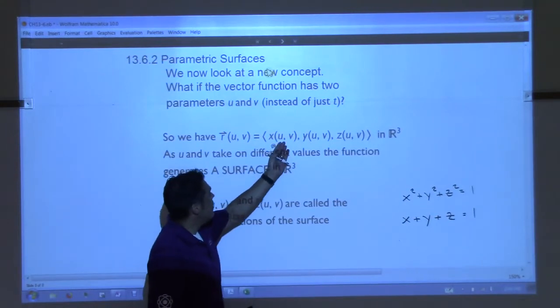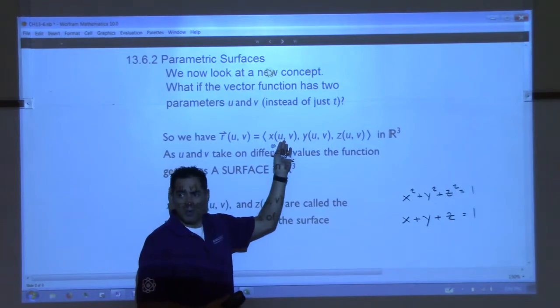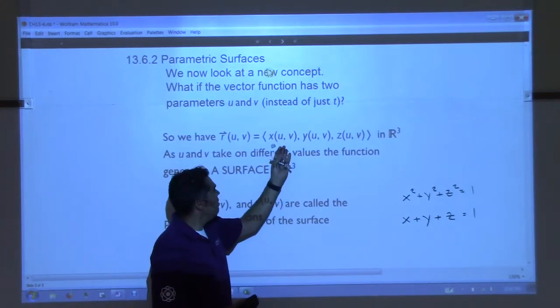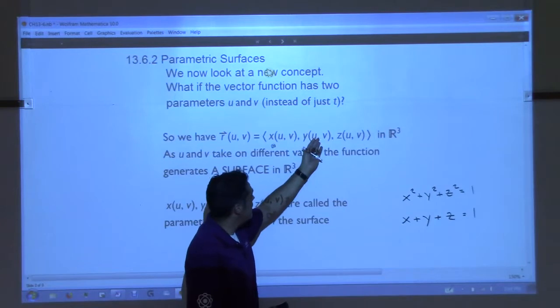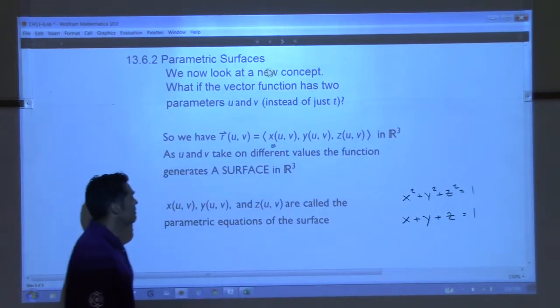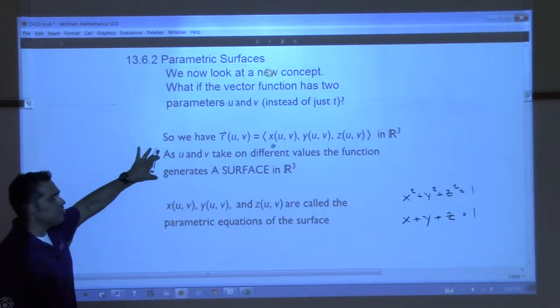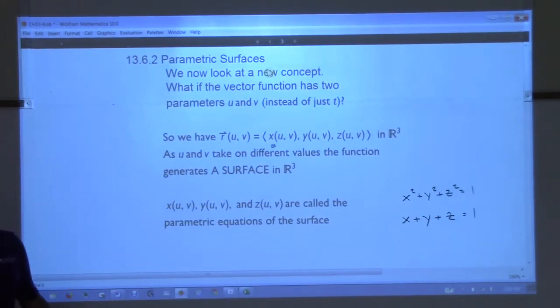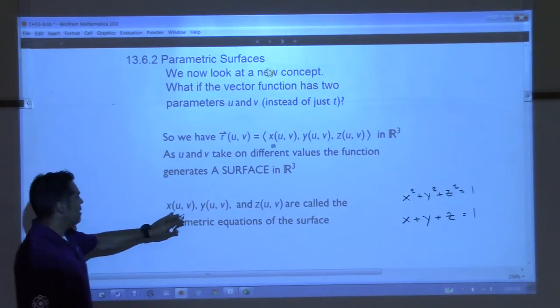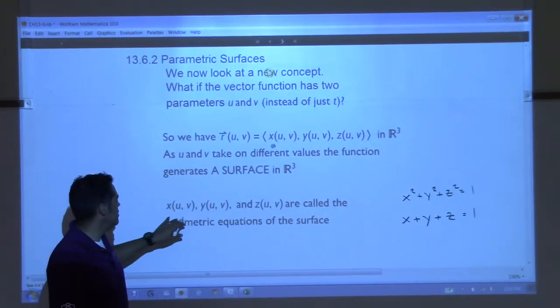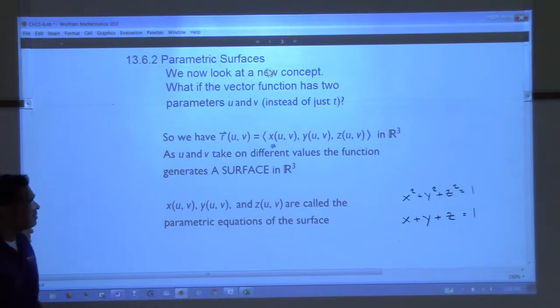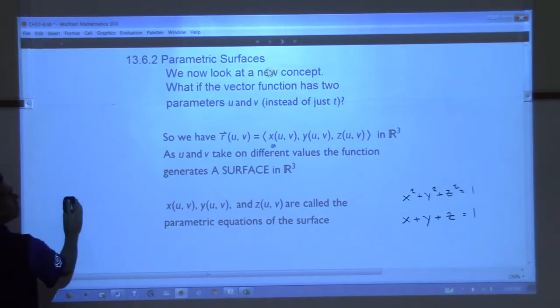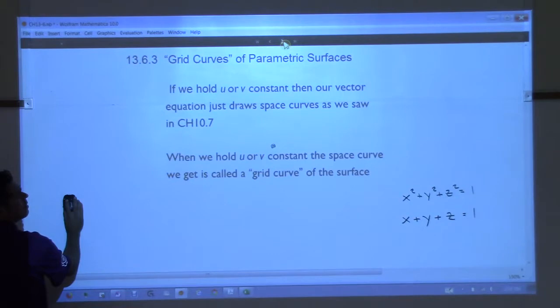Now, each component of the vector that gets spit out is some function of the two things that we're plugging in. So this will be a function of two variables, this will be a function of two variables, and this will be a function of two variables. If we do that, then this will generate a surface in three-dimensional space. And I'll try and convince you why it does in a second. But these functions are called the parametric equations of the surface. So let's look at our first example.